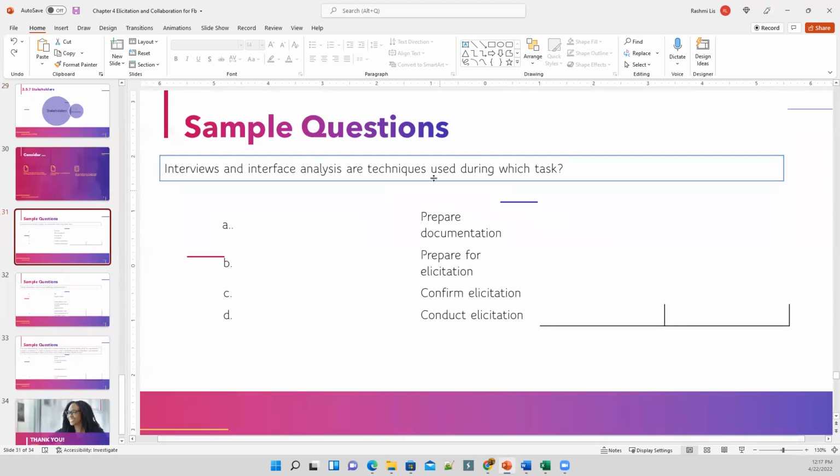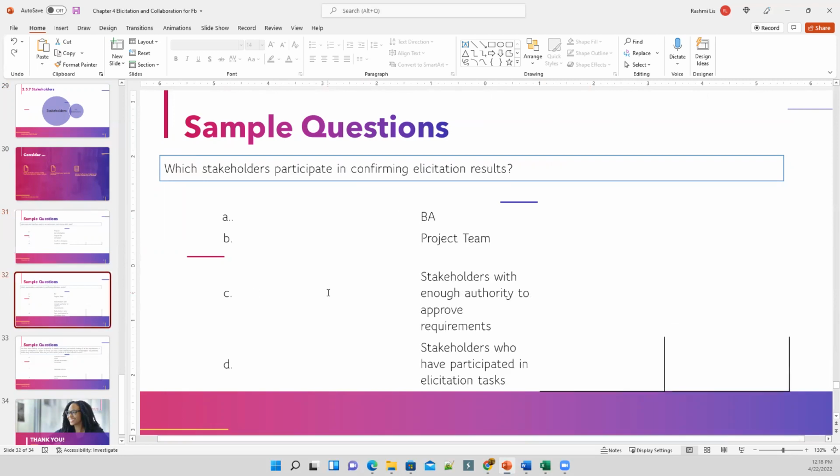I do have a couple of questions that we can walk through to understand how the CBAP, CCBA, or the ECBA questions are basically designed. In this case, the question is: interviews and interface analysis are techniques used by which task? We didn't get too much into detail around interviews, but this is a very straightforward question. It is within the textbook. So the answer here would be the conducting elicitation task, which would use interviews and interface analysis.